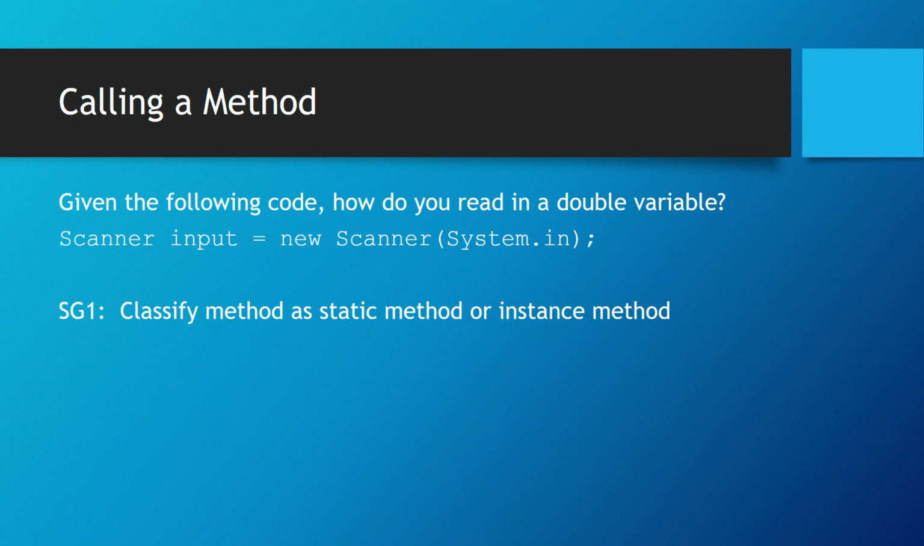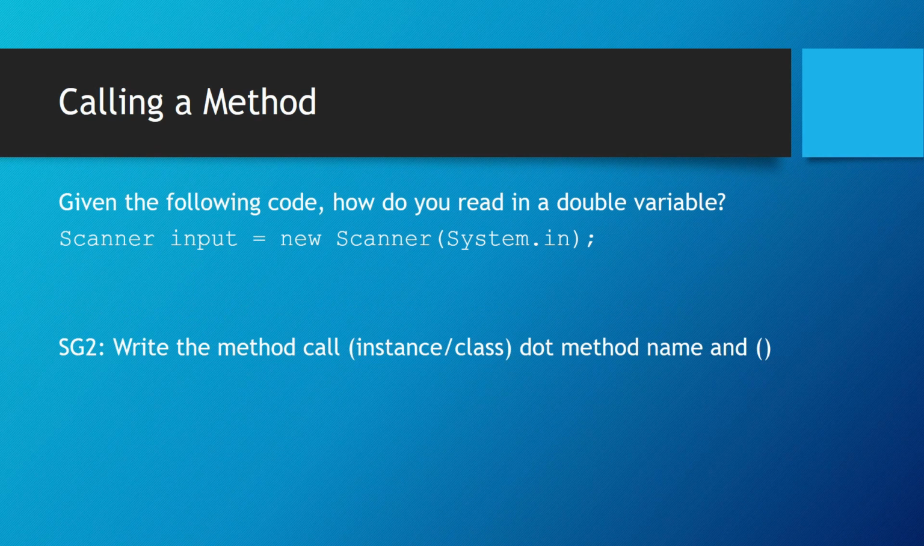Subgoal 1 tells us to classify the method as a static method or an instance method. In this case, we have an instance method, and we have an instance called input. Now we write the method call using the instance, input, followed by a dot, followed by the method name, nextDouble, and an open and close set of parentheses.